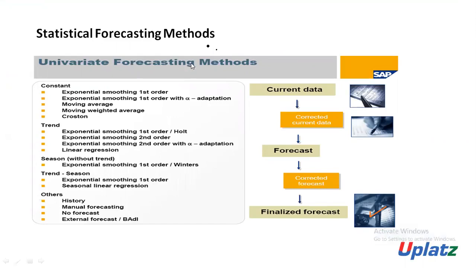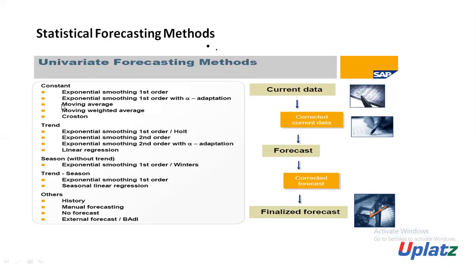See, under the unified forecast method, we have constant method, trend method, seasonal, trend seasonal, others method, etc. We have many models. Let me see the constant method functionalities: exponential smoothing first order, exponential smoothing order with alpha adaptation, moving average, moving weighted methods, and cross channel. Under this constant method, we have some sub methods depending on the history.